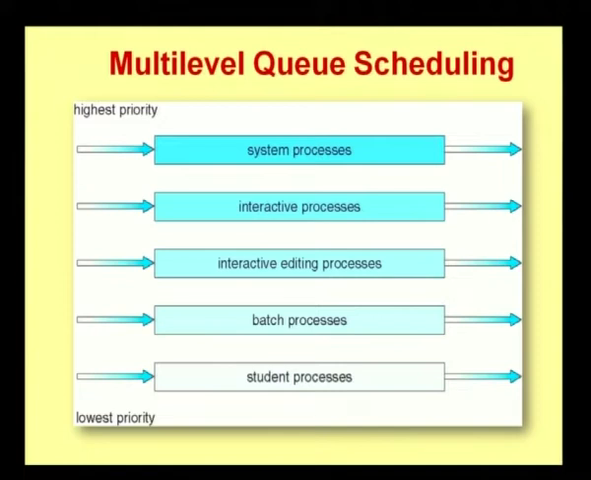And then let us see a diagrammatic representation of the multi-level queue, how it has been prioritized. Here the system process has been given the highest priority, then interactive processes, then interactive editing processes, then comes the batch process, then comes the student process. What do you mean by system process? A system process is one which has been done with the kernel itself. The interactive process is one which has been done in the ATM machine.